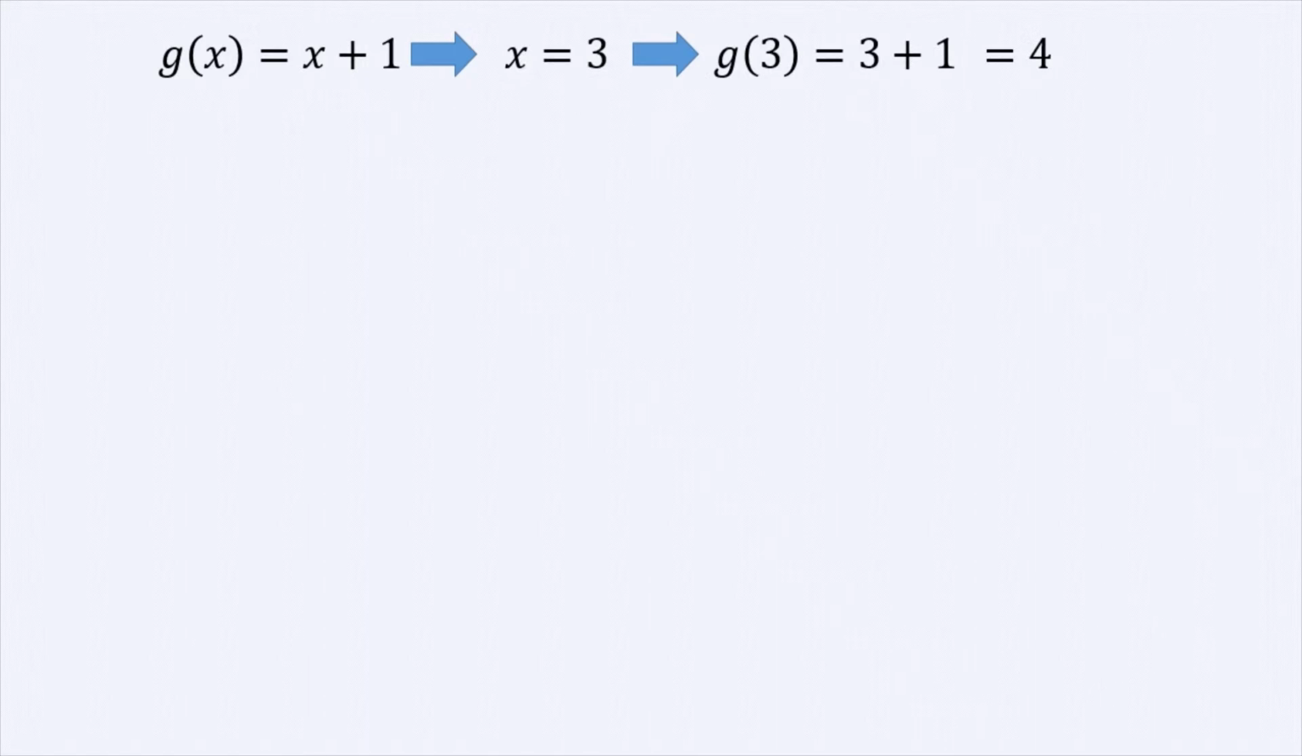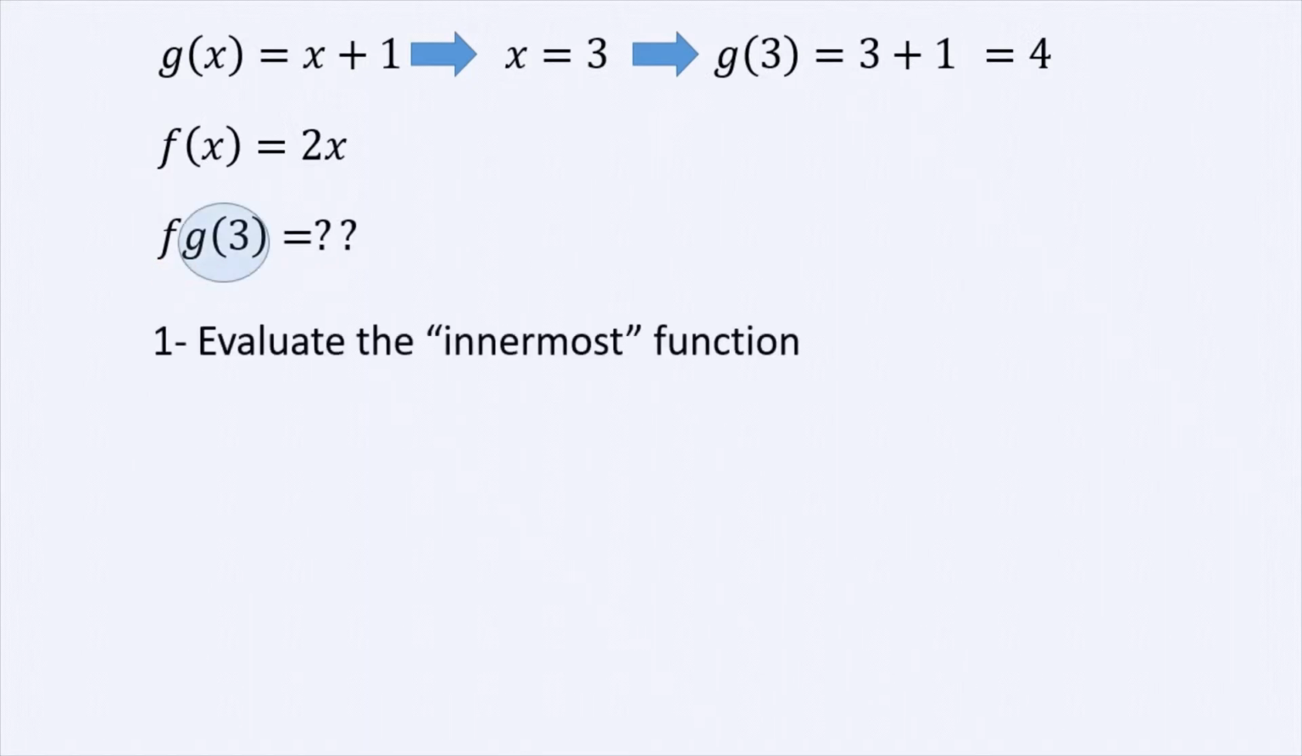Now, if f of x equals 2x, this is another function. What is f of g of 3? In order to evaluate these two functions together, first we evaluate the innermost function, which is in this case g of 3. As we have seen here, g of 3 is equal to 4.